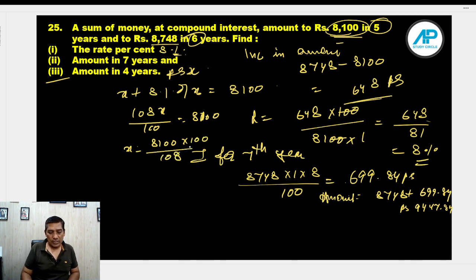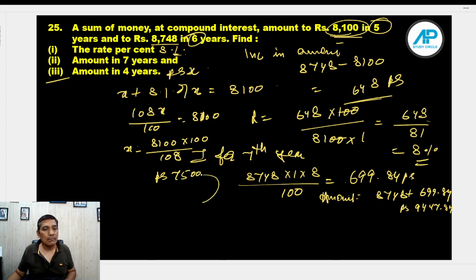I hope you understand this question here. So I'm simply using this value and dividing it by, and this gives me rupees 7500. This is the amount in 4 years.